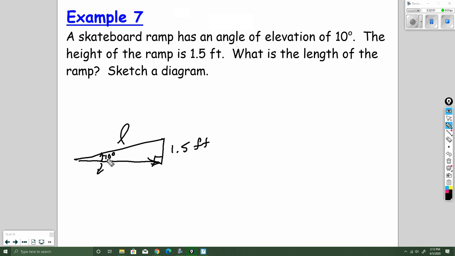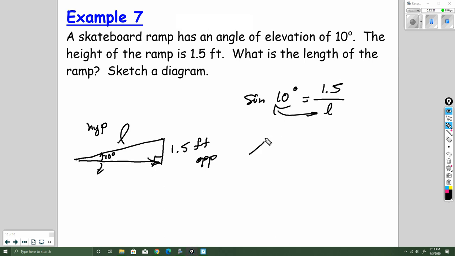With respect to that 10-degree angle, we have the opposite side. We're looking for the hypotenuse. That refers to sine. So sine of 10 degrees equals 1.5 on L. Now to solve for L, if we remember our trick here, we can just switch these. And we remember why that happens. That's just because of what we do algebraically to solve, or we could just algebraically solve it if you don't remember that trick. And we have 1.5 over sine of 10 degrees, and that's about 8.6 feet.